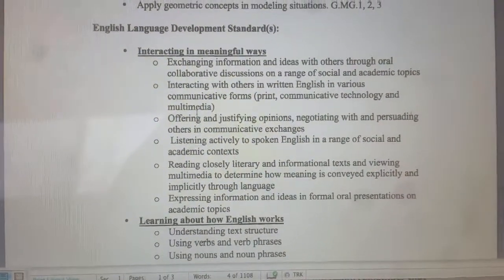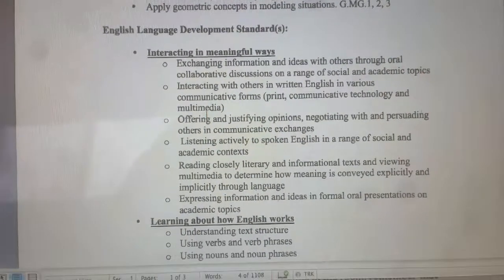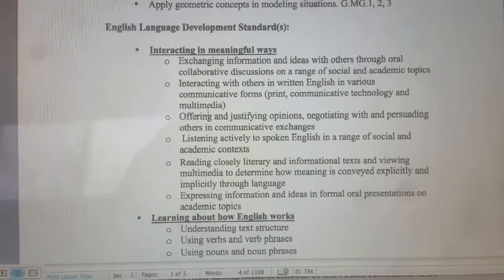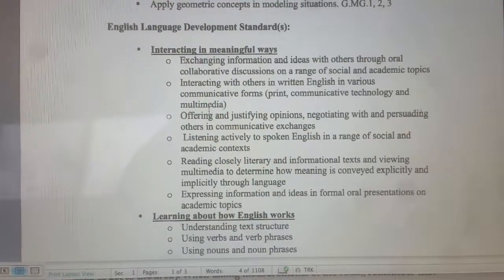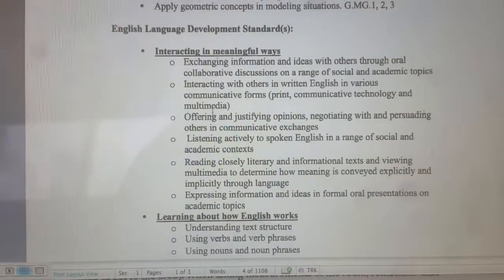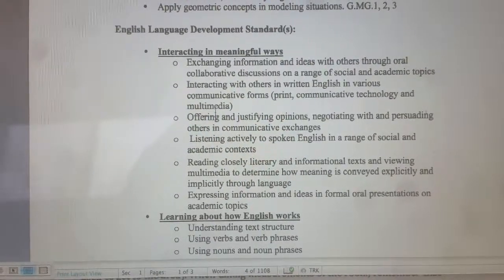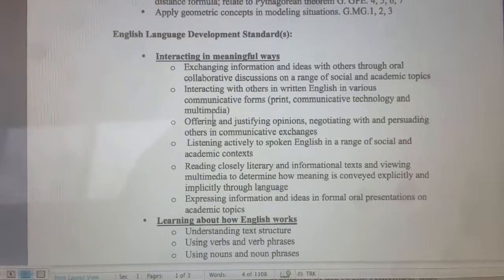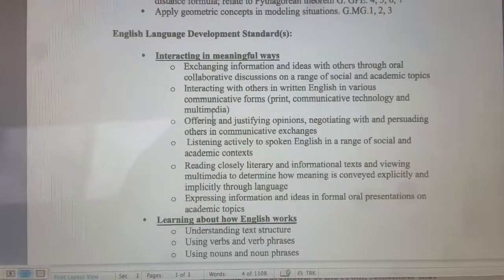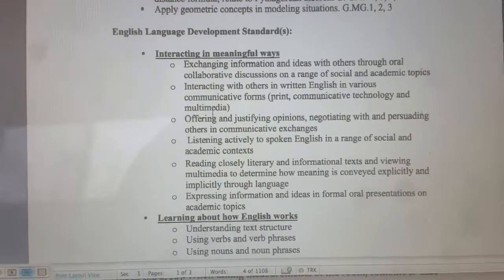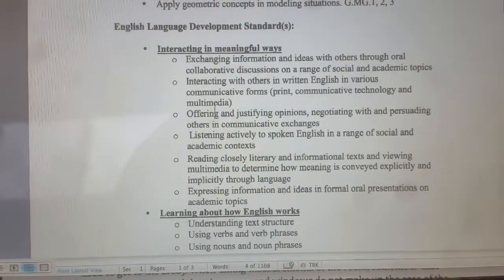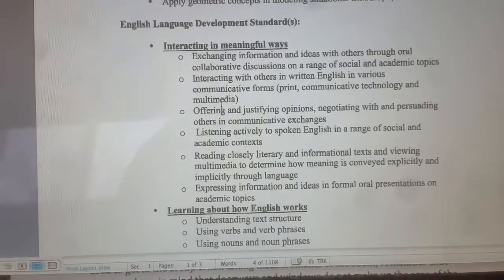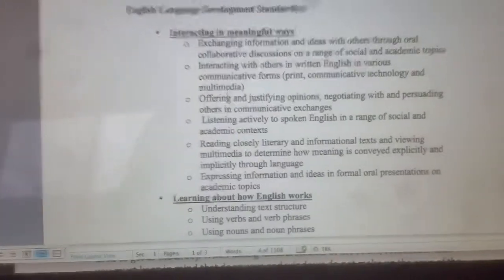ELD standards addressed in this video are interacting in meaningful ways, exchanging information and ideas with others through oral collaborative discussions, interacting with others in written English, offering and justifying opinions, negotiating with and persuading others in communicative exchanges, listening actively to spoken English, reading closely literary and informational text, and viewing multimedia to determine how meaning is conveyed explicitly and implicitly through language, expressing information and ideas in formal oral presentations on academic topics.